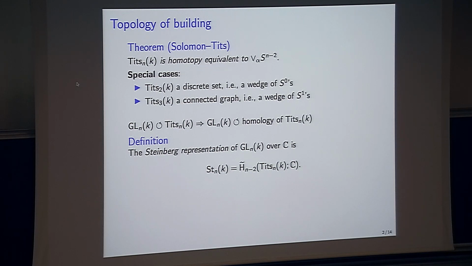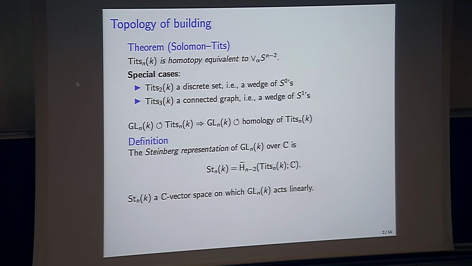That's called the Steinberg representation. So the Steinberg representation of GL_n(K) with coefficients in the complex numbers, we write it St_n(K), and it's the homology in degree n-2 of this Tits building with complex coefficients, just because I want this to be a complex vector space. And I take reduced homology, which is what you should do in the degenerate case n=2 to make this work out to be the thing you want. Okay, so this is a complex vector space.